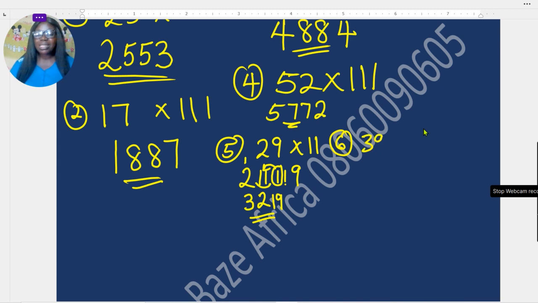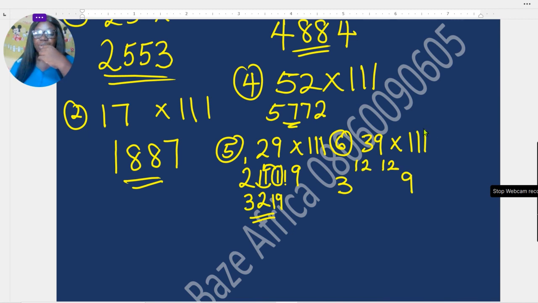Now look at 39 times 111. Write down the first digit and the last digit, giving a space in between. 3 plus 9 is 12. We are supposed to write down 12 twice. Okay, let's write it up here. 12, then 12.